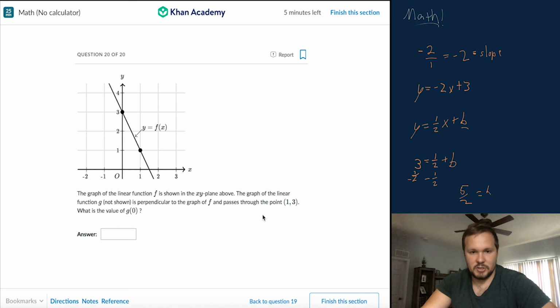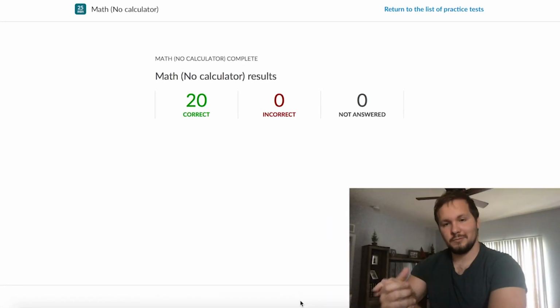And it's asking for g(0). Well, that's the same as your y-intercept, right? So it's 5/2. All right, so done.